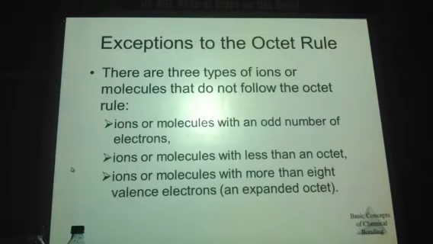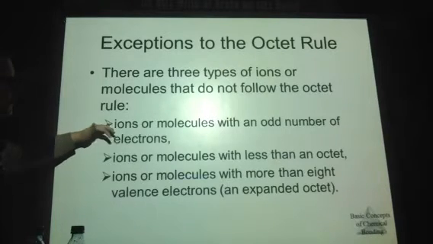Okay, I want to get into exceptions to the octet rule. There are 3 major types of exceptions here that don't follow the octet rule. The first one that we'll look at is when we have an odd number of valence electrons. This should make total sense. If we don't have an even number, then I'm not going to have exact lone pairs. I may not get the number of single, double, triple bonds that I want.